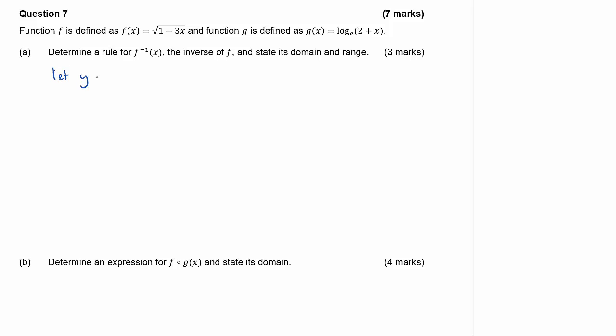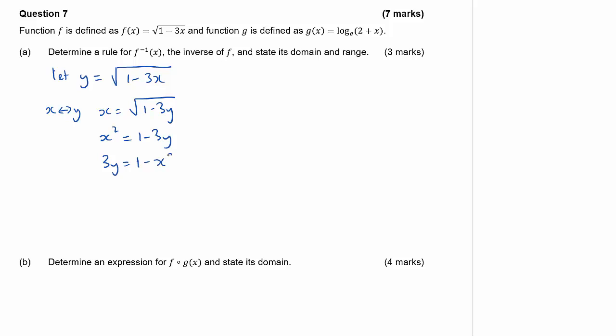So let y be equal to the square root of 1 minus 3x, interchange x and y, so x is equal to the square root of 1 take 3y, and now we need y to be the subject. So x squared is 1 minus 3y, 3y is equal to 1 minus x squared, so y is going to be (1 minus x squared) over 3. So we can say the inverse function is (1 minus x squared) over 3.